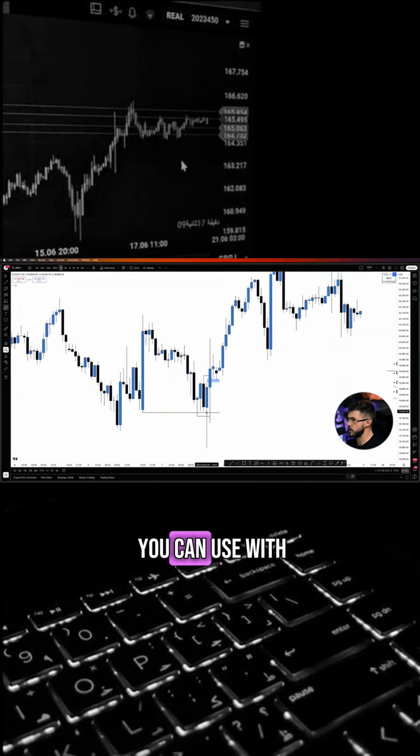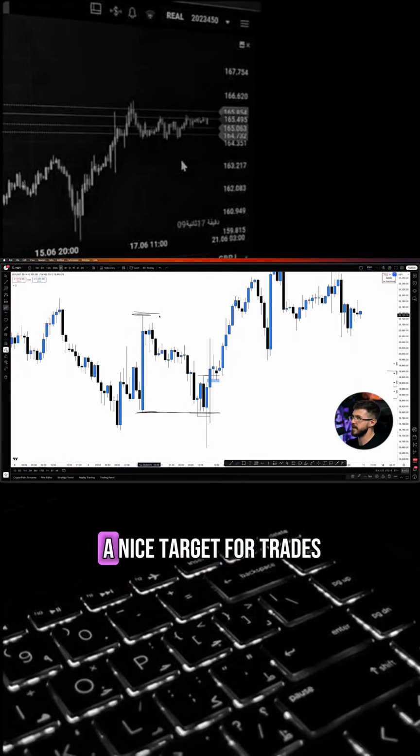Now, another trick that you can use with this is anytime that a low gets manipulated, meaning we don't push through it energetically, and you get a reversal pattern, then you can target the high that failed to do its job, because this high, well, its job was to push us down lower, and it failed to make a lower low. So this gives us a nice target for trades.